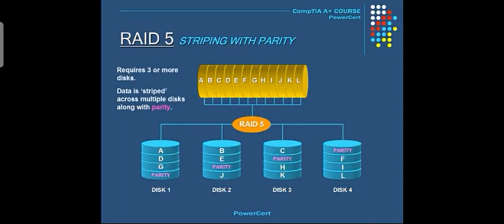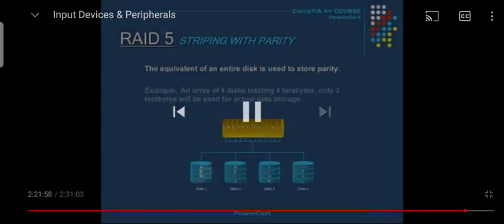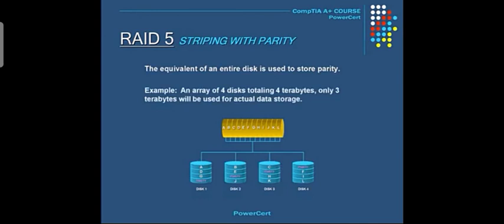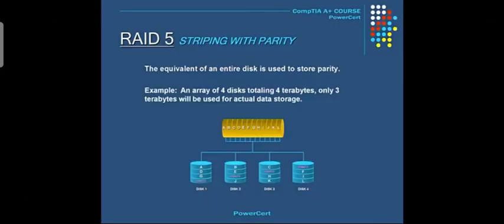And parity is used to rebuild the data in the event of a disk failure. But there is a downside to RAID 5, because since the equivalent of an entire disk is used to store parity, it reduces the collective amount of data that can be stored in this array. So for example, if all 4 of these disks were 1 terabyte each, that totals 4 terabytes. But in a RAID 5 setup, the total amount that would be used for data storage would be 3 terabytes, because the equivalent of 1 entire disk would be used to store parity.